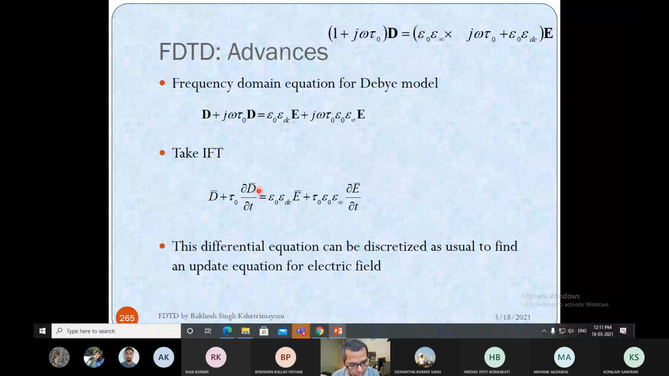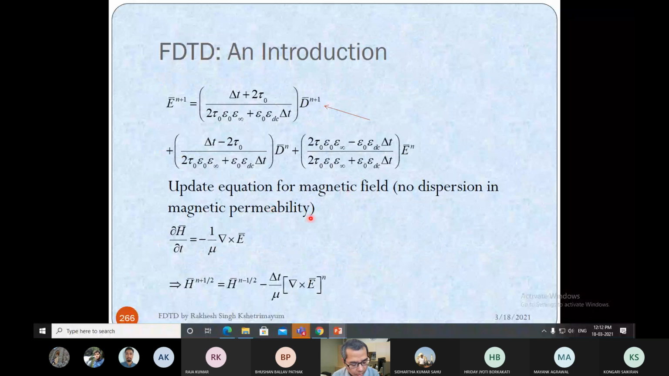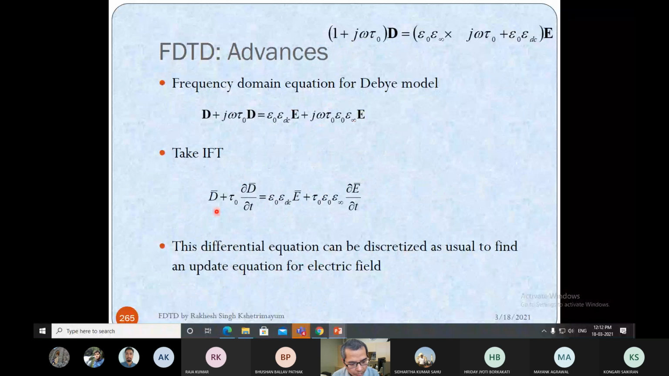Now we are in the time domain, so this bar here shows that we are in the time domain. Previously it was in the frequency domain. Then you have tau naught epsilon 0 epsilon infinity, j omega would be replaced by del by del t of the electric field in the time domain. So this is the equation we want to discretize. You can easily do the discretization. You can just replace this del by del t here, and you can rearrange the terms.